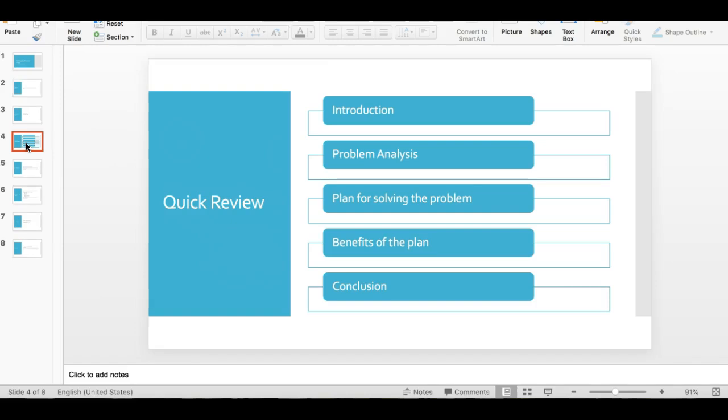Again, this is the outline of the entire paper. The introduction, the problem analysis, the plan for solving the problem, the benefits of the plan, and the conclusion. We are here and here.